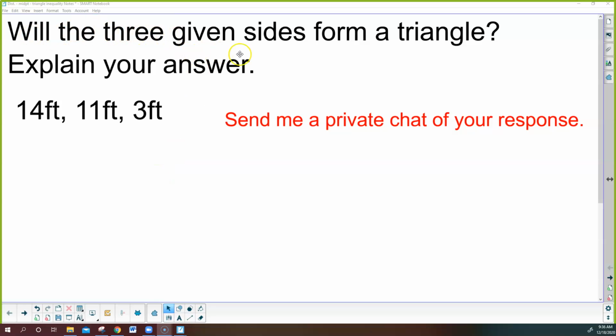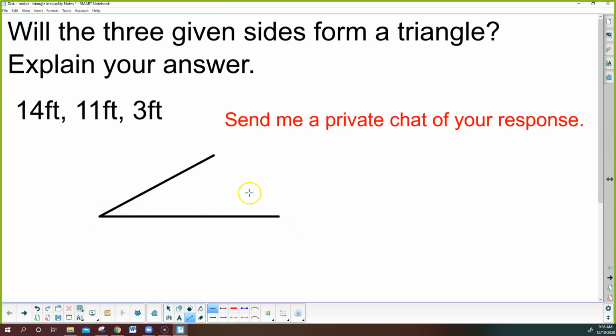Should the three given sides form a triangle? Well, let's think about this visually. I have the luxury of using my Smart Notebook here. So we've got a side length of 14, and we've got a side length of 3.